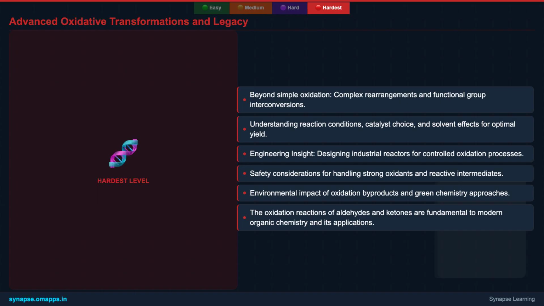Industrially, these reactions are scaled up to produce bulk chemicals. For example, the oxidation of acetaldehyde to acetic acid is a major process, as is the oxidation of cyclic ketones like cyclohexanone to dicarboxylic acids such as adipic acid, which are crucial monomers for polymers like nylon. Understanding these large-scale applications connects our chemical knowledge to real-world impact and technological advancements, highlighting the legacy of these fundamental reactions.